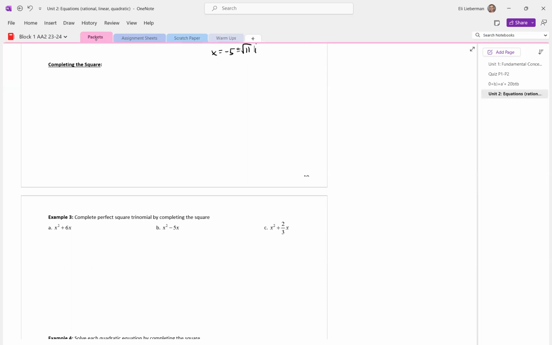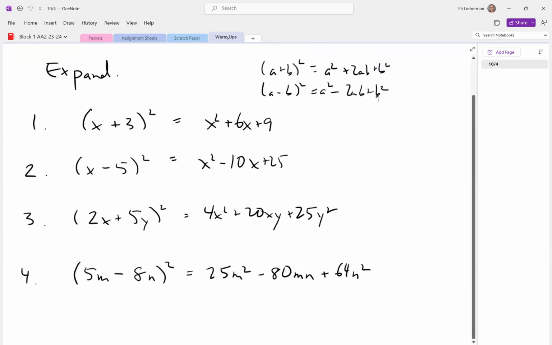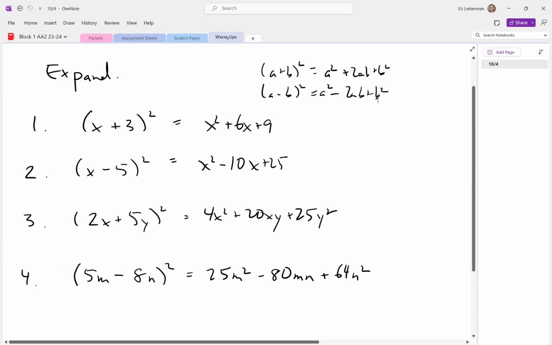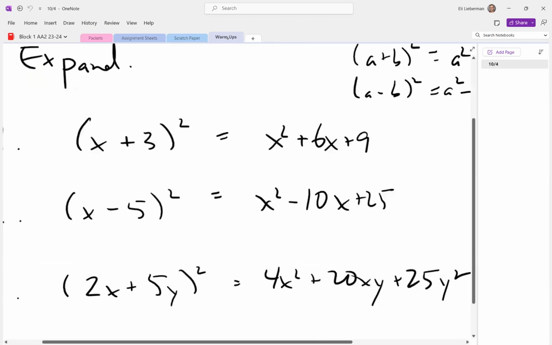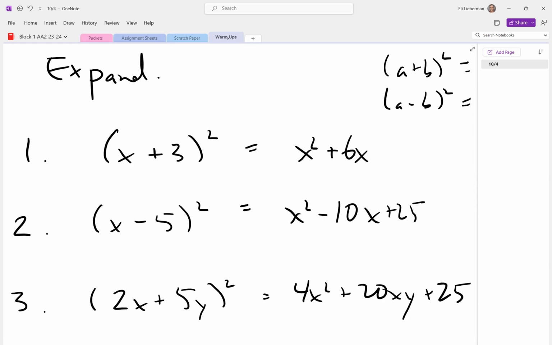Completing the square. Do these three words sound familiar in this order? Completing the square. Have you done this before? Okay, so I'm gonna look back at the warm-up for just a minute. You don't have to look back in your notes, but what this does is it asks the question. It gives you a partial trinomial, like for number 1, x squared plus 6x. And then it says, what number do you have to add to this to make this a perfect square trinomial?